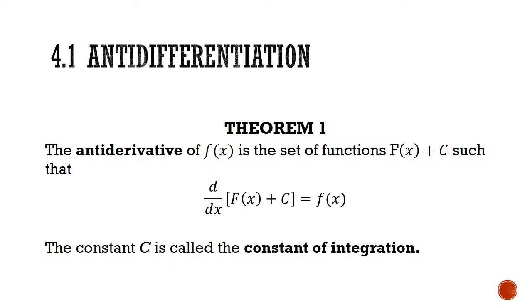Okay, Theorem 1 says the antiderivative of the lowercase f of x is the set of functions capital F of x plus c, such that when you take the derivative of capital F of x plus c, you get lowercase f of x. Again, the idea behind an antiderivative is you're saying, what I'm starting with is the derivative. I want to work my way backwards to the original equation. The constant c is called the constant of integration.